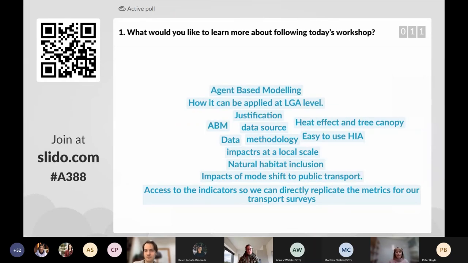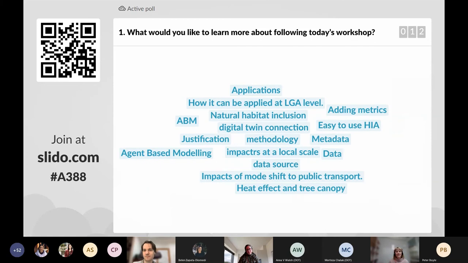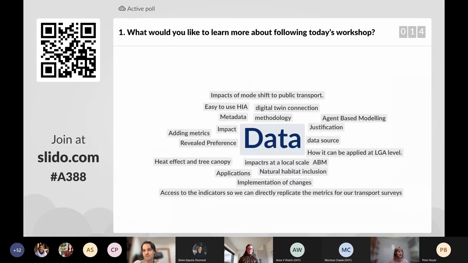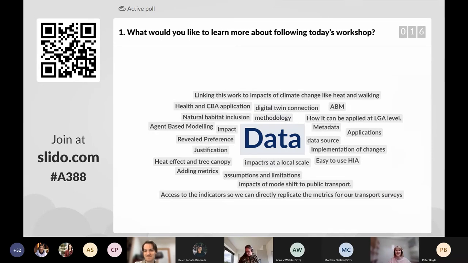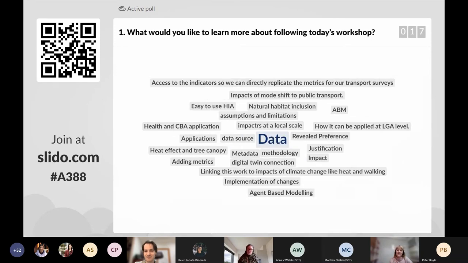So we can see we've got some information people are looking for in terms of applications. Applications at the LGA level. I was going to ask a question about local governments and how this tool could be applied, but I kept that one to myself, so I wasn't hogging the question time. And also there's a few things coming in about agent-based modelling. How can we use it? Heat effect and tree canopies, methodologies, revealed preference, justification, impact, linking this work to impacts of climate change like heat and walking.